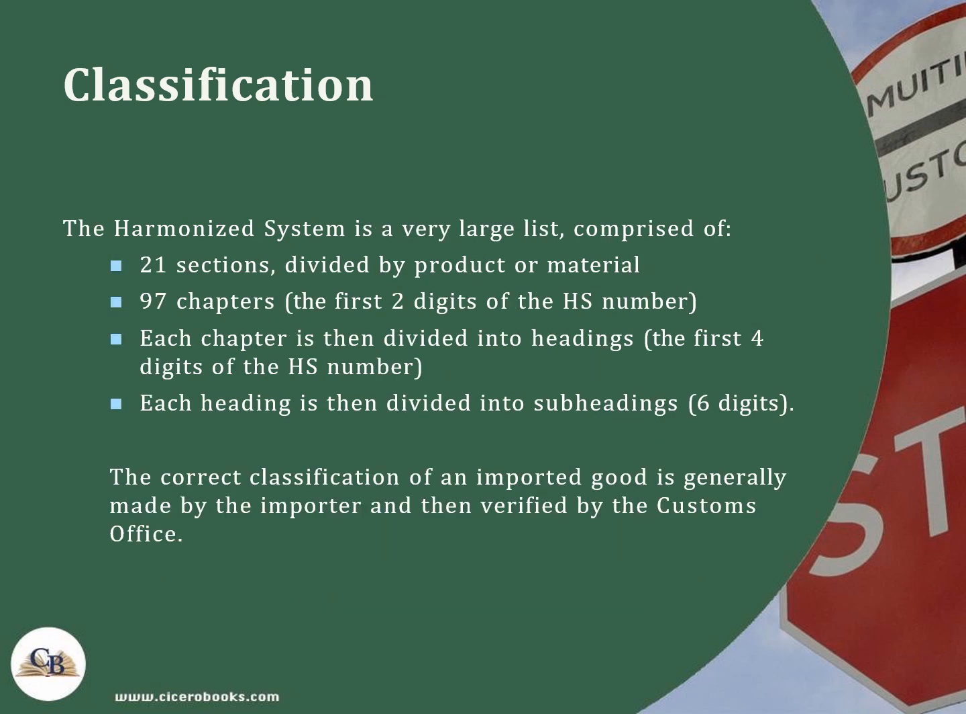The Harmonized System is a very large list comprised of 21 sections divided by product or material, and 97 chapters, the first 2 digits of the HS number. Each chapter is then divided into headings, the first 4 digits of the HS number. Each heading is then divided into subheadings, which are 6 digits.